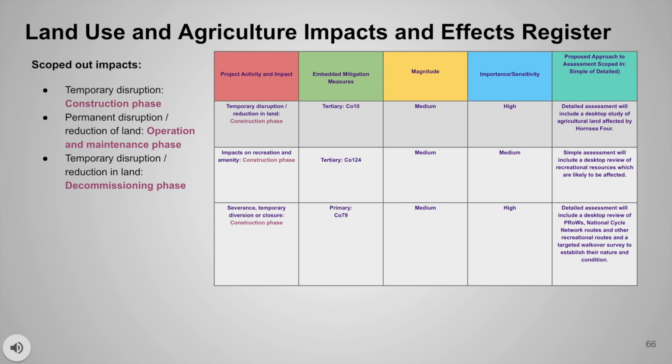It's an adoption of an agreed construction code of practice to minimize temporary disturbance to residential properties, recreational users, and existing land users. The magnitude would be medium, the importance would be medium, and a simple assessment will include a desktop review of recreational resources which are likely to be affected. The scoped out impacts would include temporary disruption, permanent disruption, reduction of land, and temporary disruption, reduction in land.